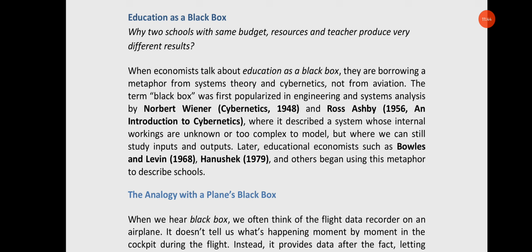Education is a black box. Why do two schools with the same budget, resources, and teachers produce very different results? When economists talk about education as a black box, they are borrowing a metaphor from system theory and cybernetics, not from aviation. The term black box was first popularized in engineering and system analysis by Norbert Wiener, Cybernetics, 1948, and Ross Ashby, 1956, An Introduction to Cybernetics, where it described a system whose internal workings are unknown or too complex to model, but where we can still study inputs and outputs. Later, educational economists such as Bowles and Levin 1968, Hanushek 1979, and others began using this metaphor to describe schools.